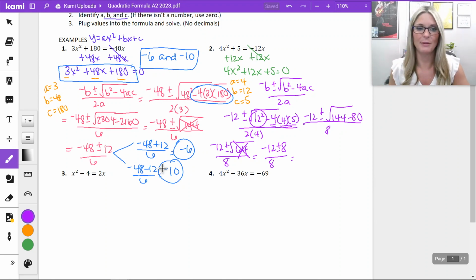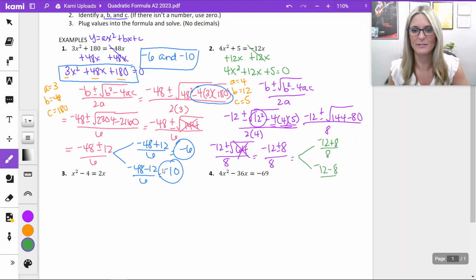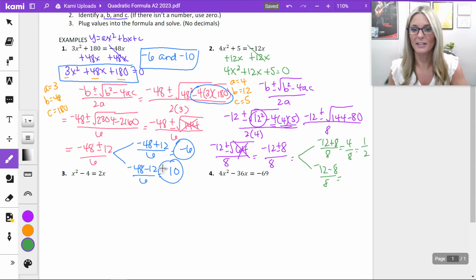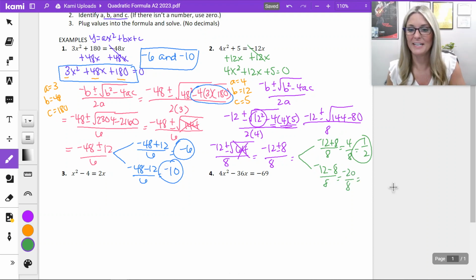Using that plus and minus sign, we're going to have 2 different answers here. We have negative 12 plus 8 divided by 8 and negative 12 minus 8 divided by 8. Negative 12 plus 8 would be 4 divided by 8. I can simplify as a fraction 1/2. In our other problem, we have negative 20 over 8, which can be simplified to negative 5 over 2.